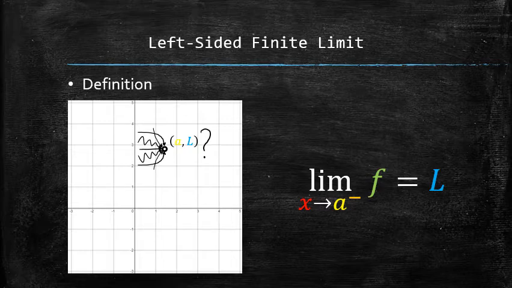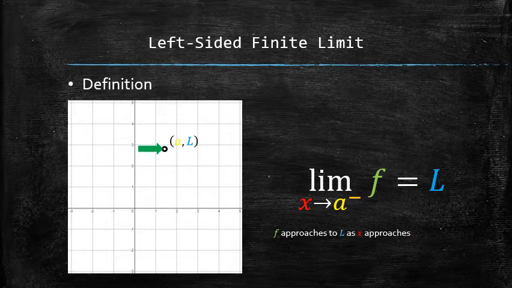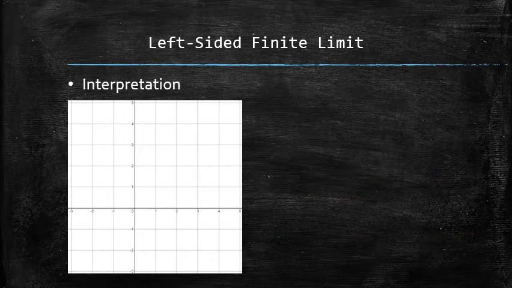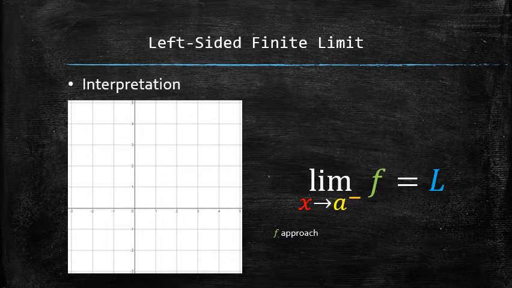All of these behaviors are described with the same limit statement and schematically can be expressed with an arrow starting to the left of the point and ending at the point. We say f approaches to L as x approaches to A from the left. So to interpret the left-sided finite limit, we would first read it as f approaches to L as x approaches to A from the left.